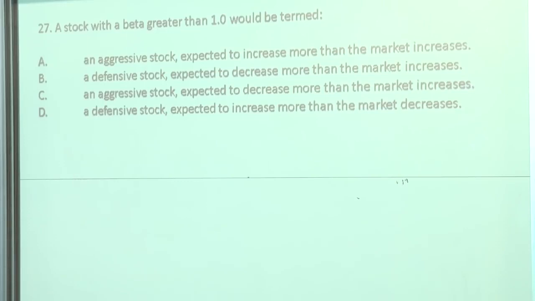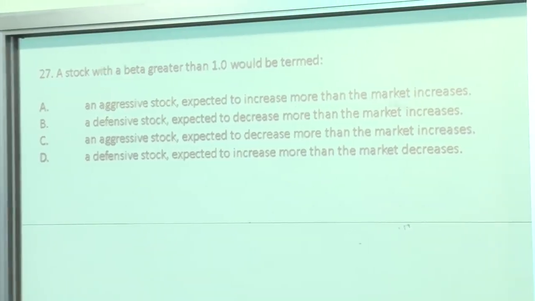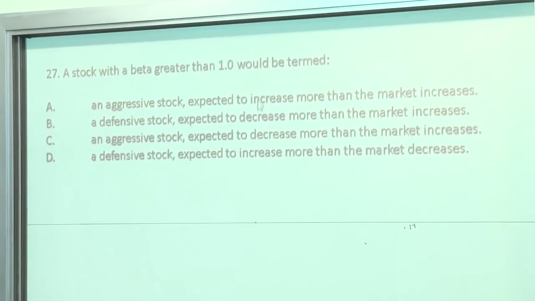Okay, so a stock with a beta greater than 1 would be termed an aggressive stock, either A or C, tends to increase more than the market increases, right? Not decrease. It increases more. If it decreases when the market increases, it is a negative beta, right? It's a negative beta stock because when the market goes up, it goes down. And if it decreases more, it means it's a very negative beta, so it's more than defensive, like a reverse of the trend. But the answer is A, aggressive stock. Okay.